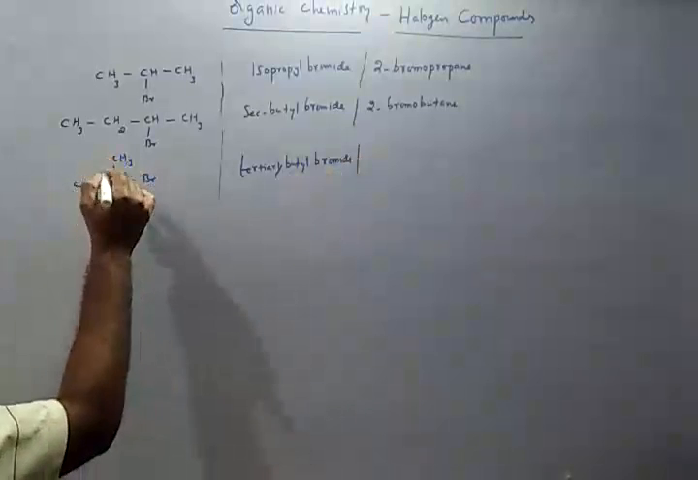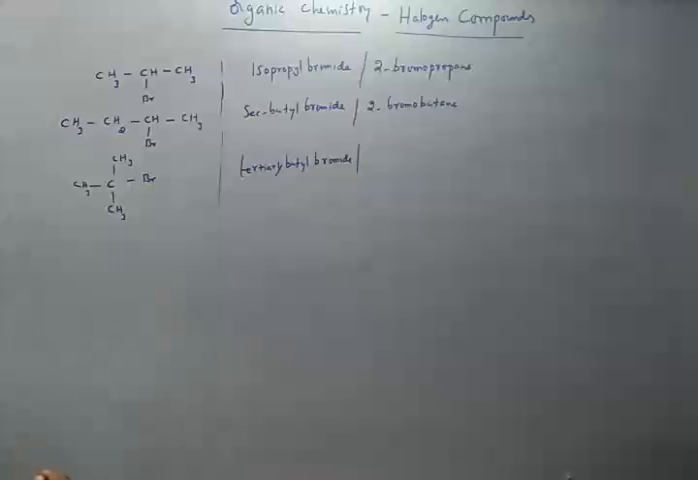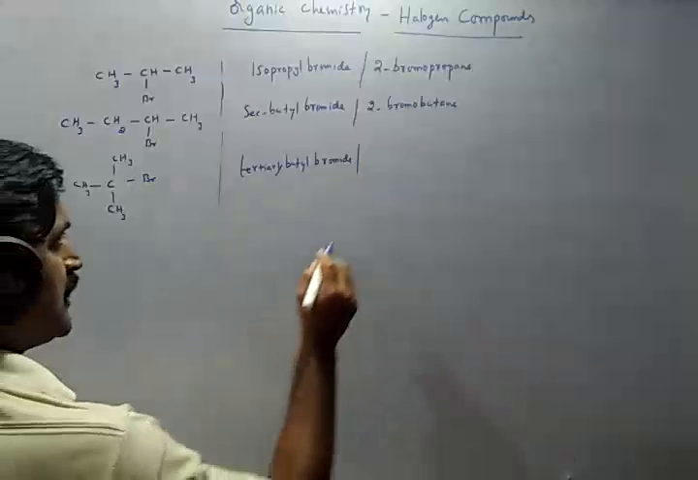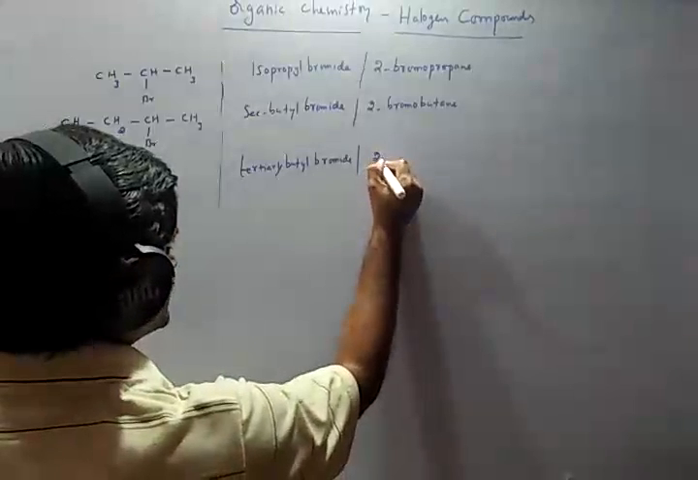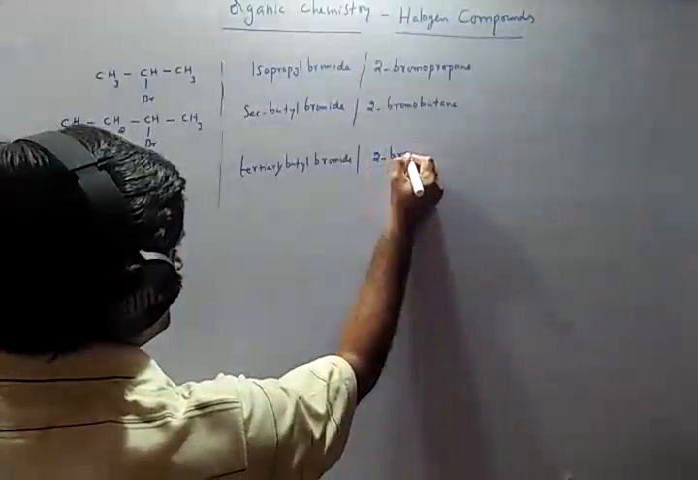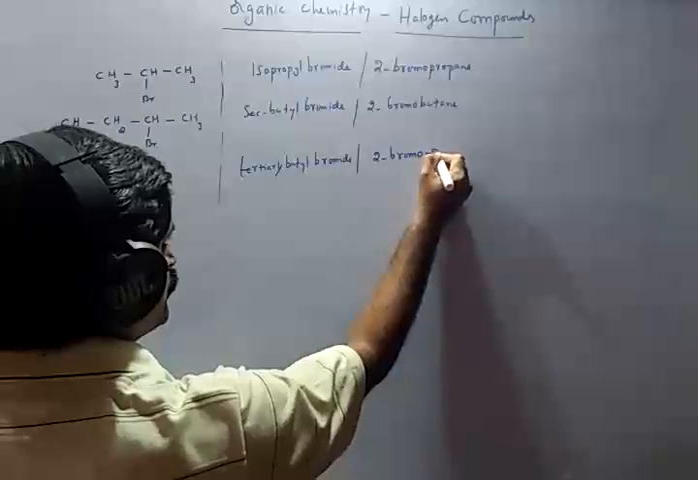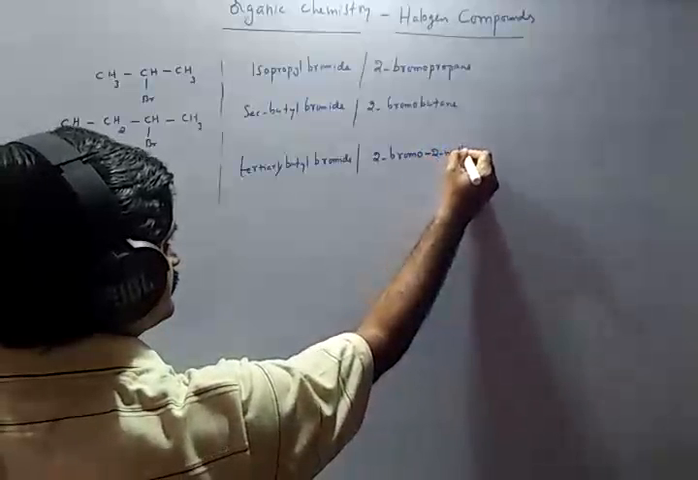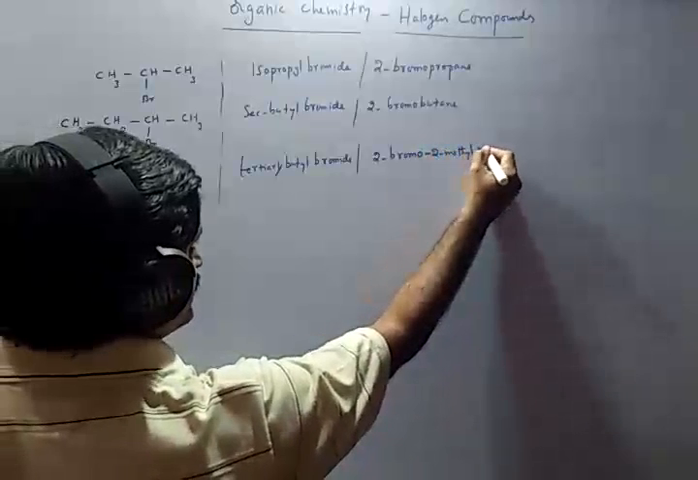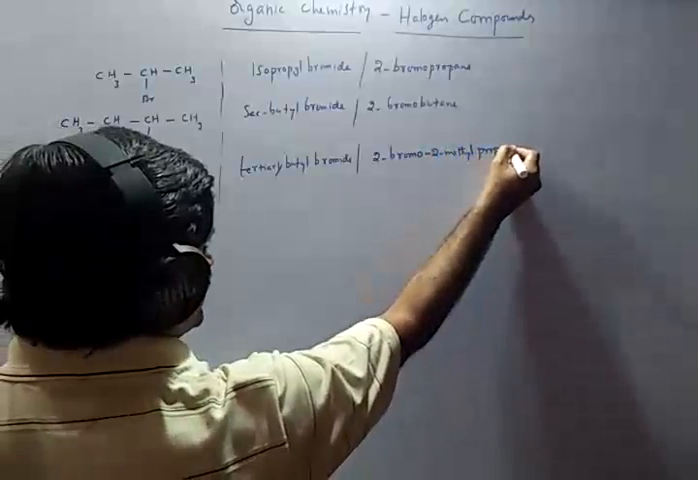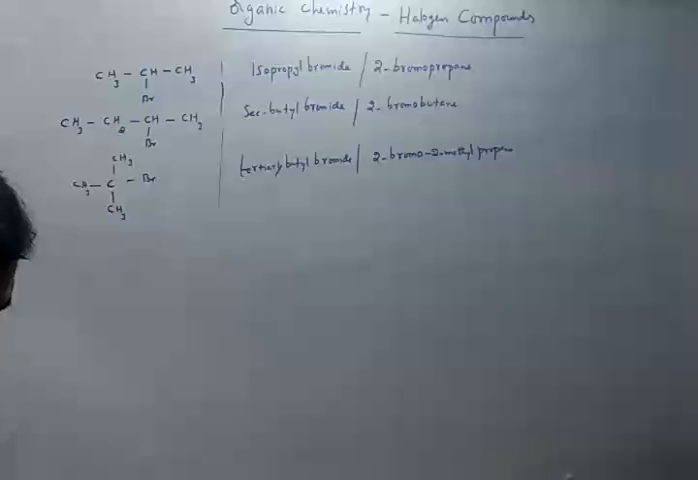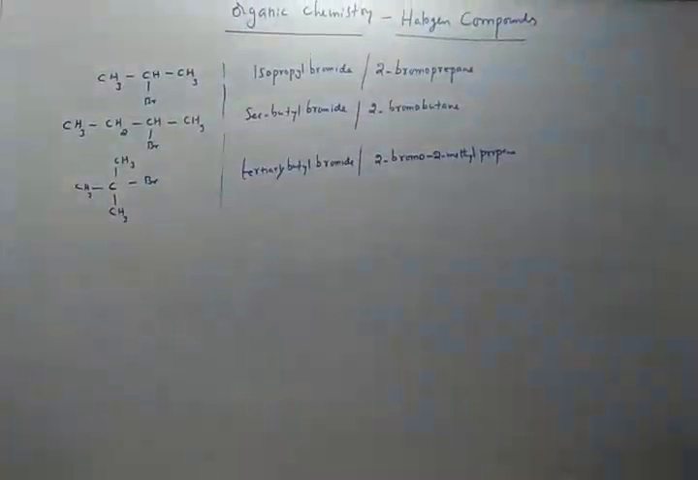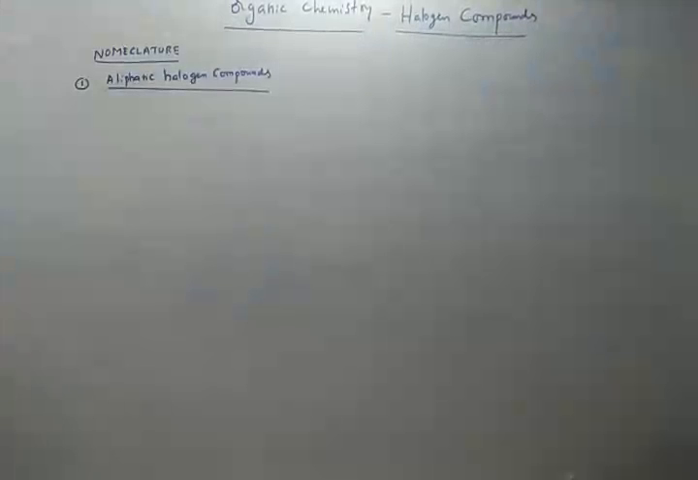If you take one parent carbon chain, the middle carbon will become the second one. So it is 2-bromo-2-methylpropane, the IUPAC name of this compound. Okay, this is the nomenclature.